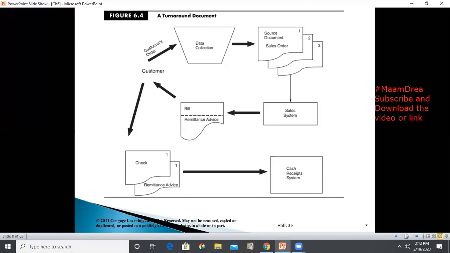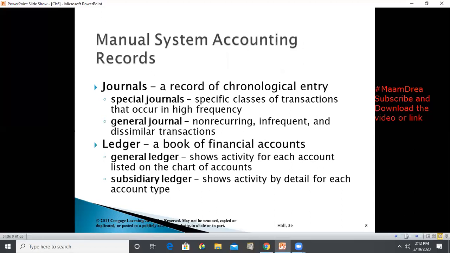Another source of accounting records is what? The journals and the ledgers. These are among the books of accounts required by the Bureau for us to maintain, as the taxing agency. So the journal is the record of chronological entry. At some point in the transaction process, when there is a relevant happening, like a diary, we record the event in chronological, dated order.